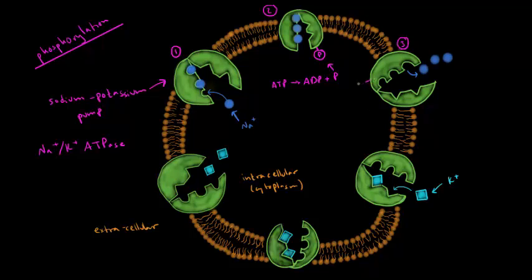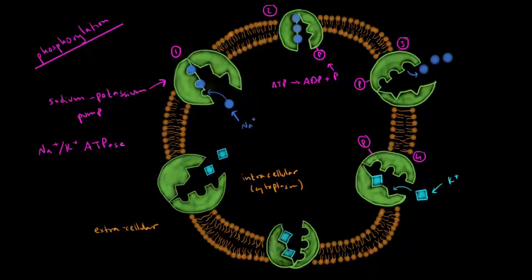So our protein is still phosphorylated. I know I drew it in a different place, but just keep in mind that there's still a phosphate group attached to that protein. And then the protein releases these sodium ions into the extracellular space. So the next step is number 4, and again, we are still phosphorylated. There's still a phosphate group attached to our protein. And so in the next step, the potassium ions on the outside of the cell will attach themselves to the receptor sites on the protein.